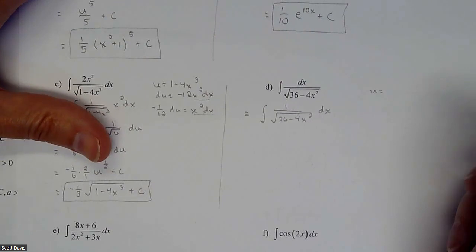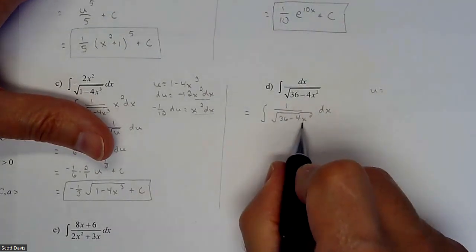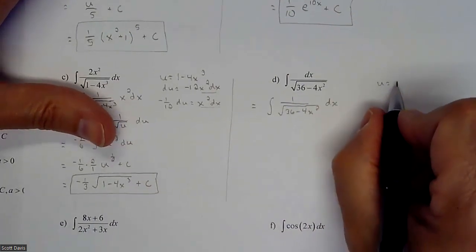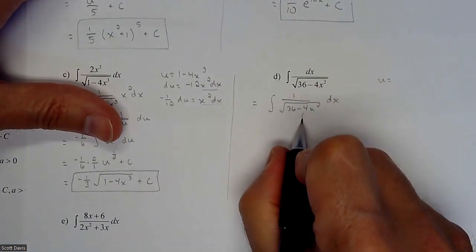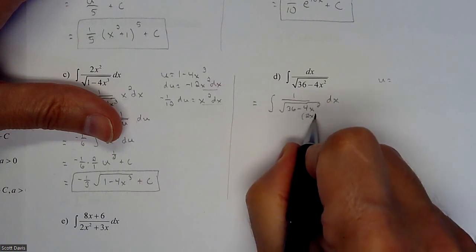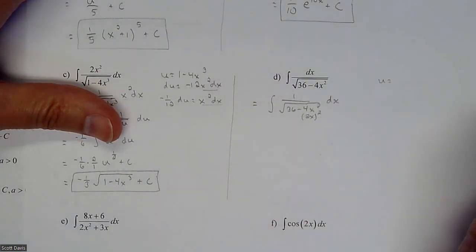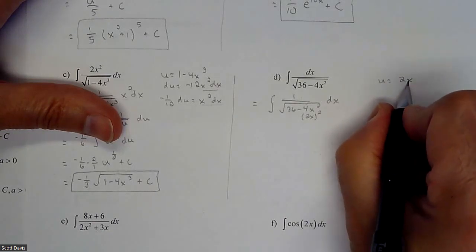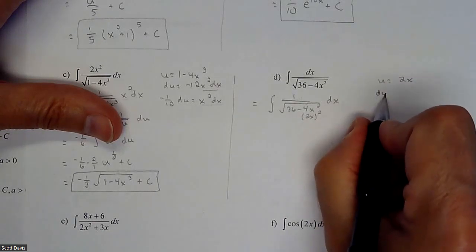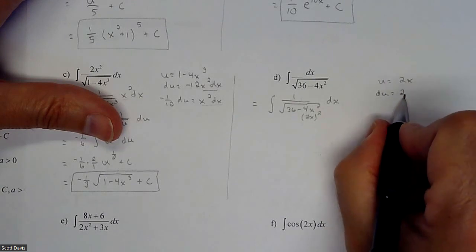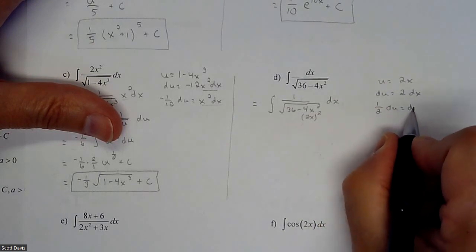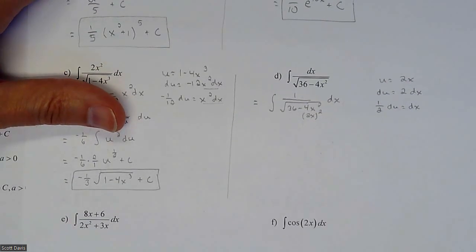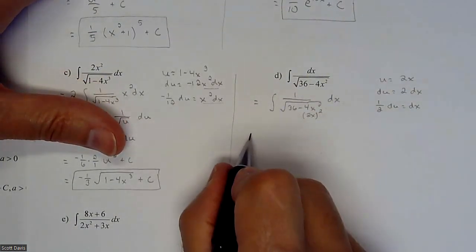So what I am going to do is not take 4x squared, but I'm going to take the fact that this really would come from a 2x being squared. So if I take a 2x and do the derivative of it, that gets me a 2dx. So if I pull the 2 over, that's a 1/2 du equals dx. And so what that allows me to do is to rewrite this a little cleaner.